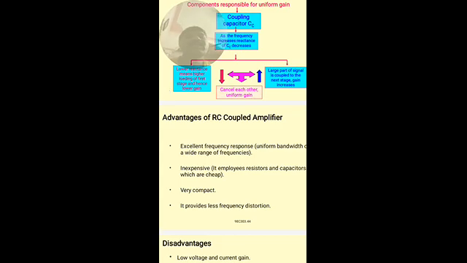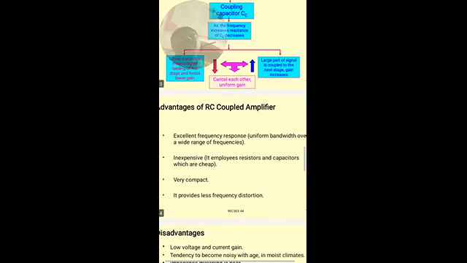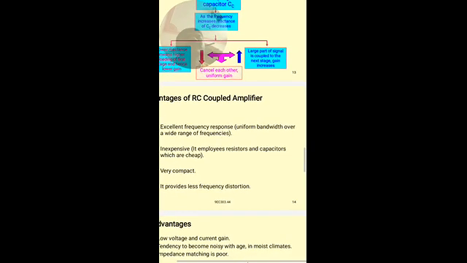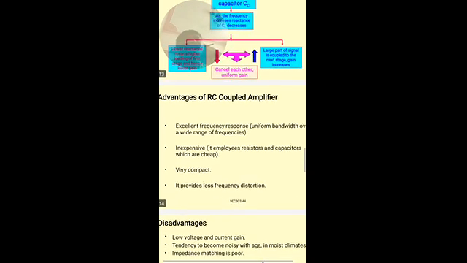Advantages of RC coupled amplifier. So we have excellent frequency response, that is, the gain remains fairly constant in the mid frequency region, with uniform bandwidth over a wide range of frequencies. That is possible with the RC coupled amplifier. Excellent frequency response, uniform gain in the mid frequency region. If it is operated in the mid frequencies, we will get uniform gain, and it is inexpensive.